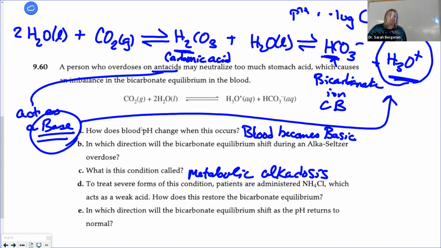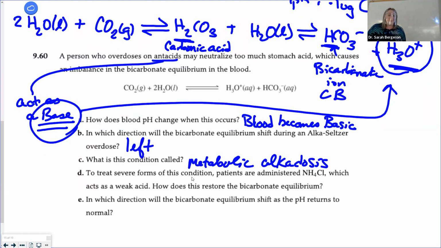Right? So which direction will the bicarbonate equilibrium shift when you take too much? It's going to shift what? It's going to shift to the left. That's exactly right. It's going to shift to the left. Why is it going to shift left? Because you're what? Yeah, you're depleting these hydrogen ions over here. You're completely depleting them. So you're going to shift left.